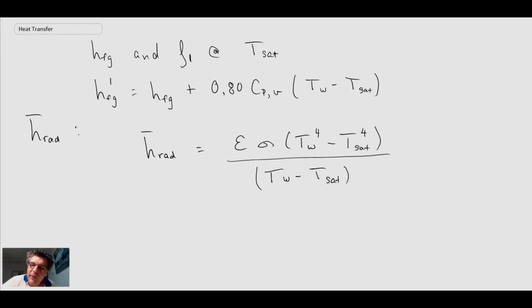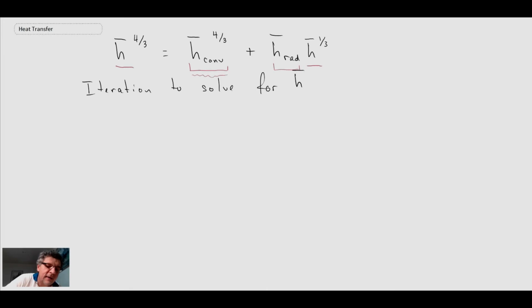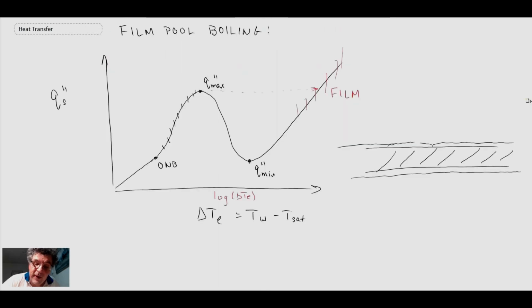You take both of those, you take the value of H convective, and then you plug it into this equation here. And you need to iterate in order to solve for the value of H bar, because that's what we want. And when you get that, you have then estimated the convective heat transfer coefficient in the film region, where we said that we have a combination of both convective heat transfer as well as radiative heat transfer. Okay, so that covers things for pool boiling.